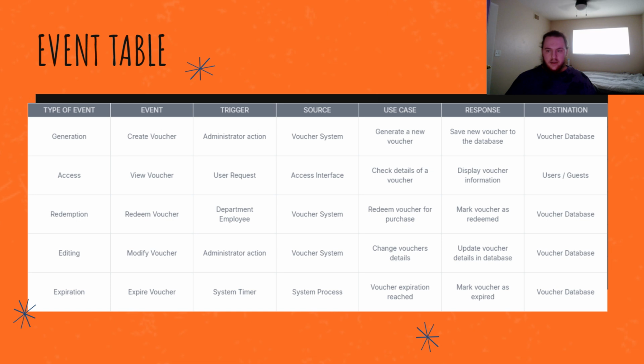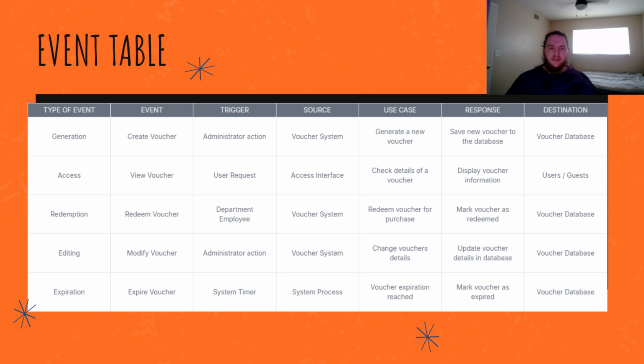The second is an access event. This is an event for the users, just the guests. Use case would be the user guest queries the system to check the details of a specific voucher. And then the response from the system would be that it displays the voucher details, and the final destination would be back to the users and guests.